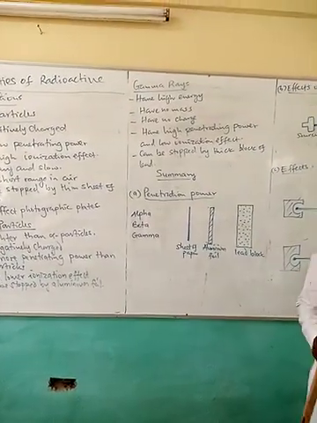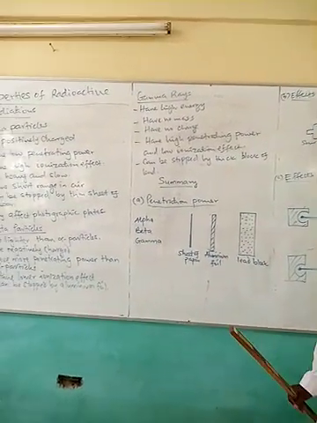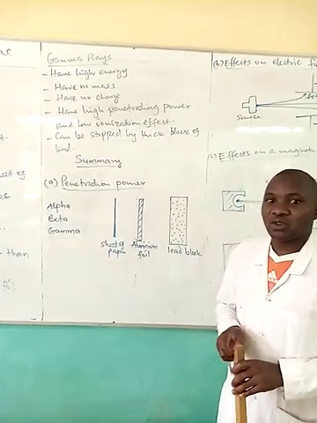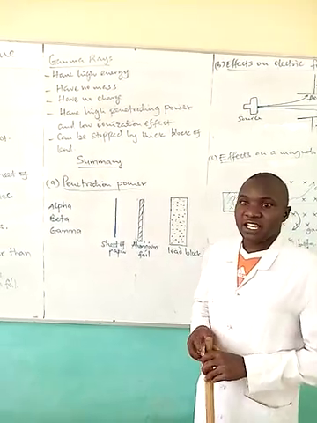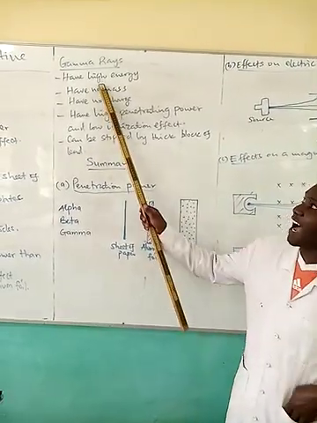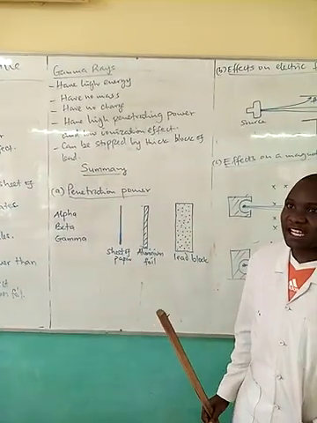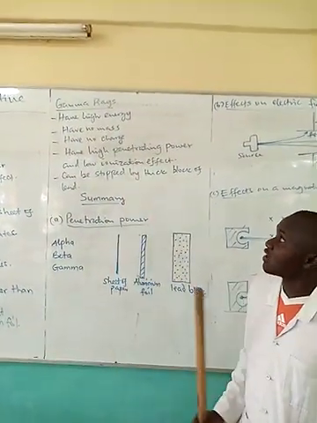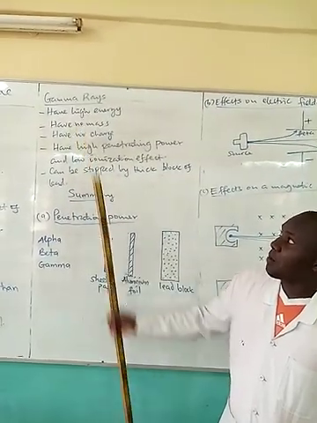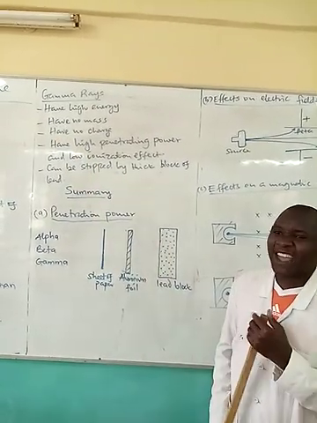Finally, we look at gamma rays. Gamma rays are not particles, but according to what we studied in the electromagnetic spectrum, gamma rays probably are the ones with the highest frequency, and therefore they will have higher energy. In fact, among the three, they have the highest energy. So it is a high energy radiation. Then because they are not particles, they have no mass. The third one here, they have no charge.